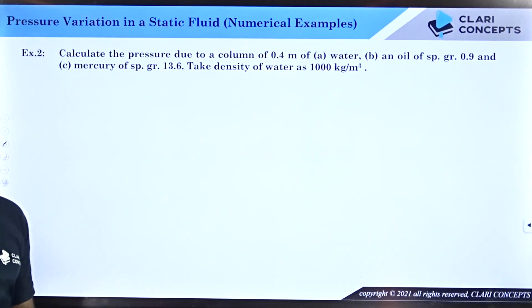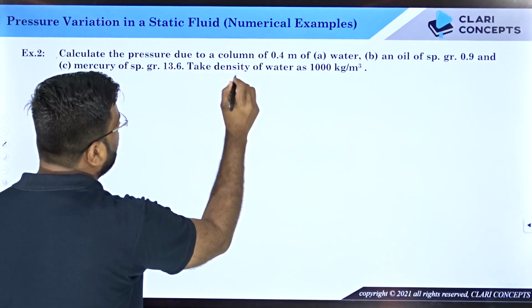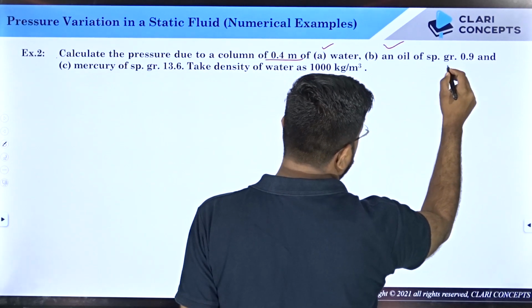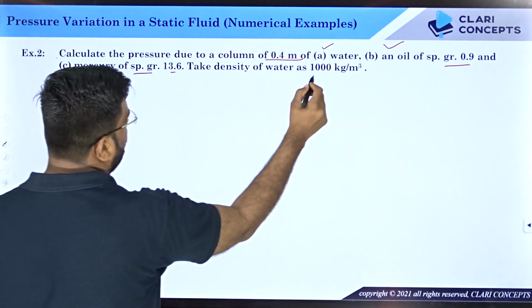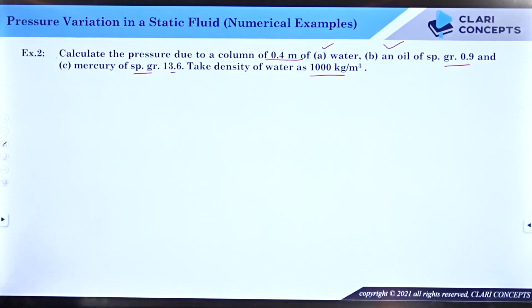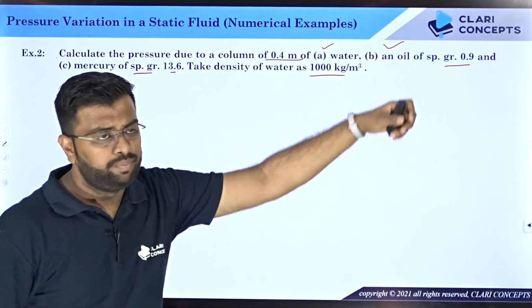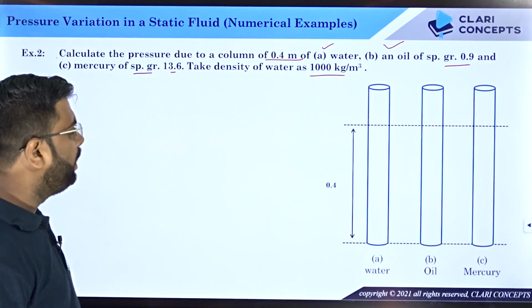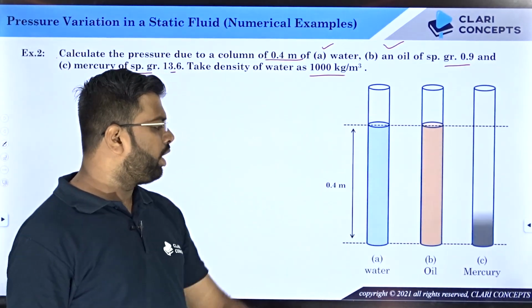Now let us calculate another example. Calculate the pressure due to a column of 0.4 meter of water first, then oil with specific gravity 0.9 and mercury with specific gravity 13.6. Take density of water as 1000 kg per meter cube. So what they are asking is to calculate the pressure corresponding to a column of 0.4 meter of 3 different liquids. So I have 3 liquid columns, water, oil and mercury, all filled to a height of 0.4 meters.